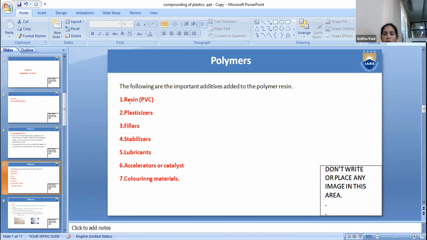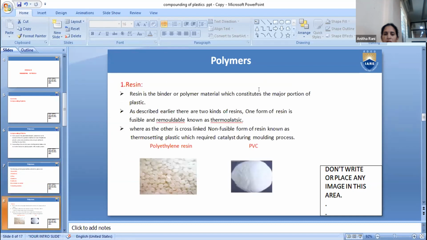How many types of resin are there? Two types: thermoplastic resins and thermosetting resins. Only two types of resins are there.